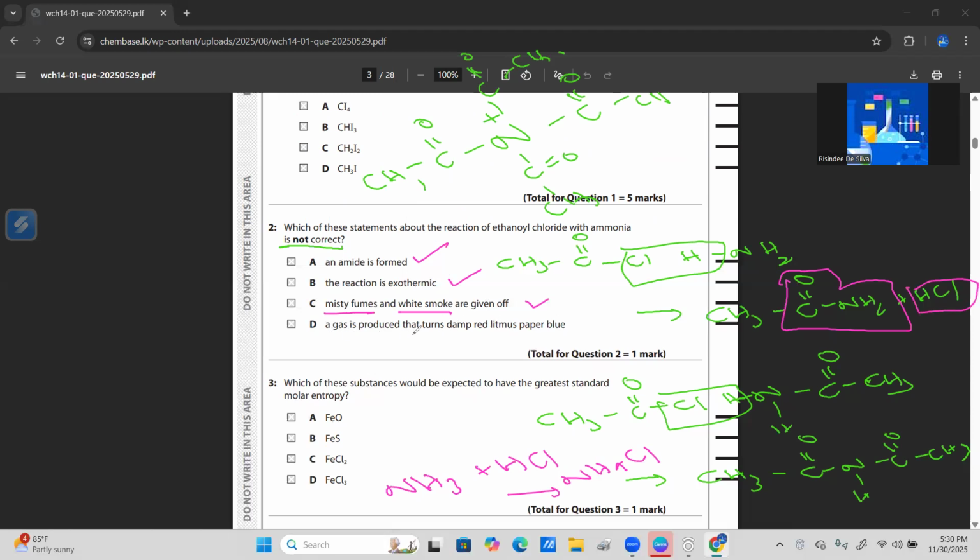A gas is produced that turns damp red litmus blue. The gas that turns damp red litmus blue is ammonia, but we can see ammonia is not forming. Therefore, D is wrong.